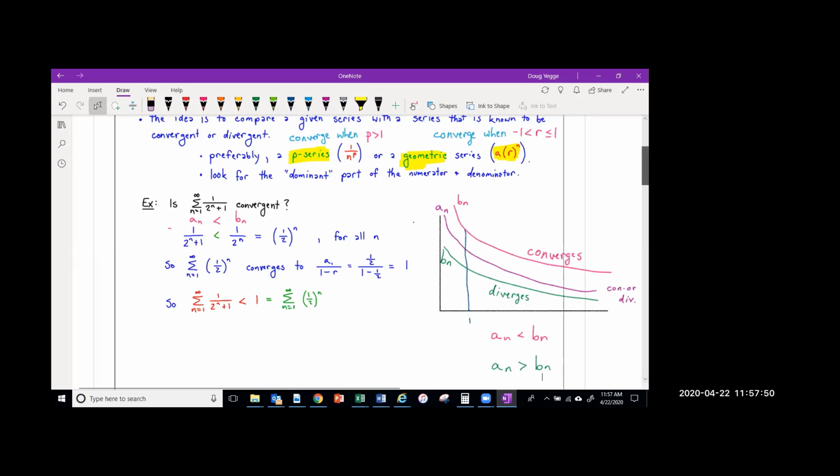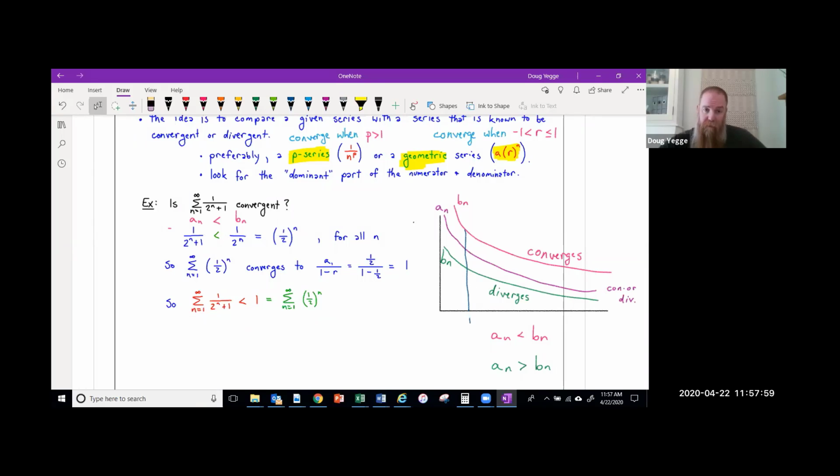Not on that, but could you explain how we went from the a sub n less than b sub n? How come we rewrote it as 1 over 2 to the power of n? Yeah, because we were comparing it. Notice that A sub n was the original series that I started with. A sub n was right here. So A sub n is always representing your original sequence. Okay.